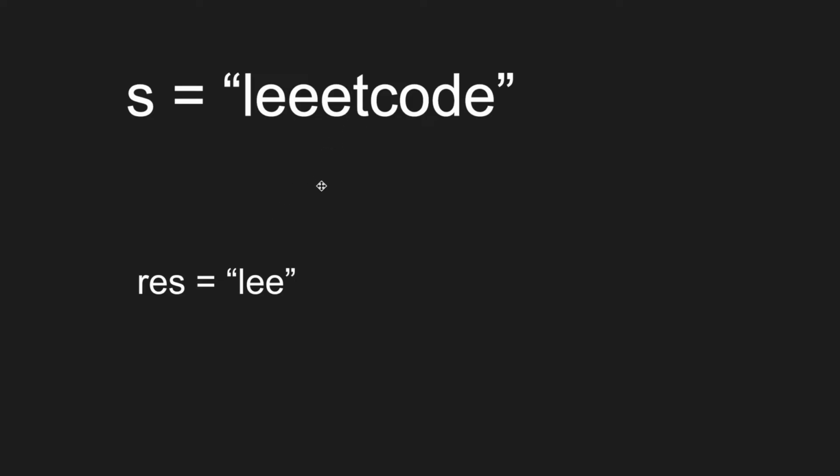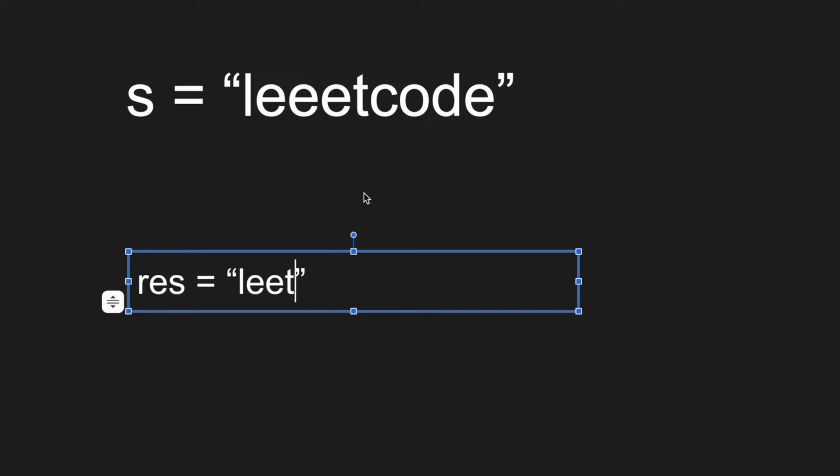And then now we get to T. Well, both are E, so we can add. Now we're at C. The previous characters are E and T, so we can add. We are at O. The previous characters are T and C, so we can add O.